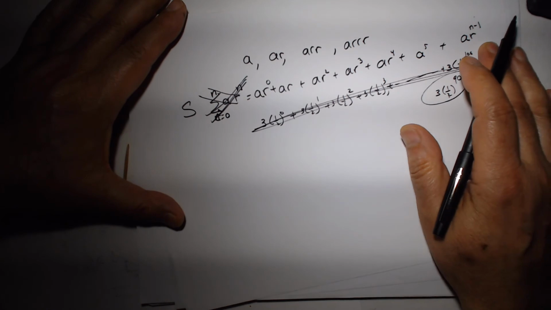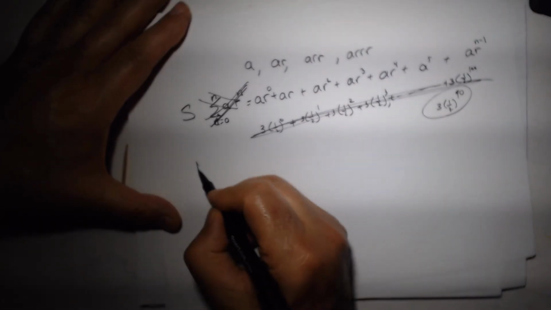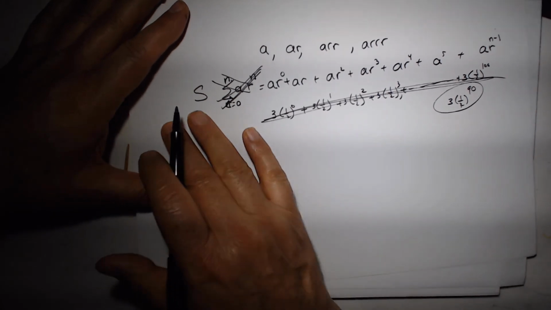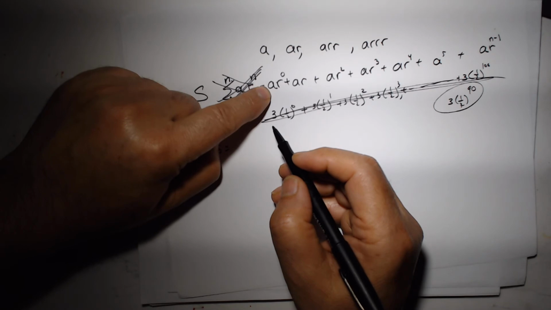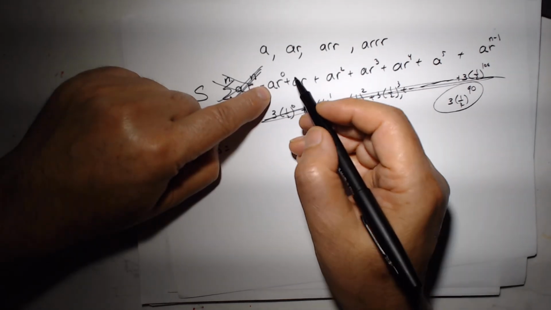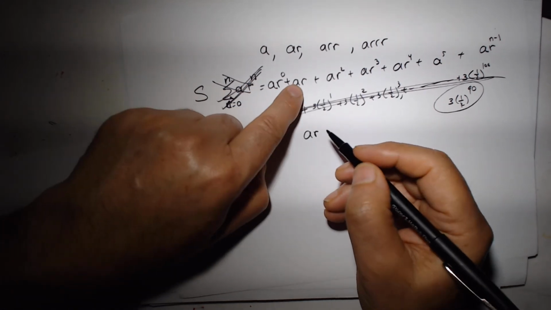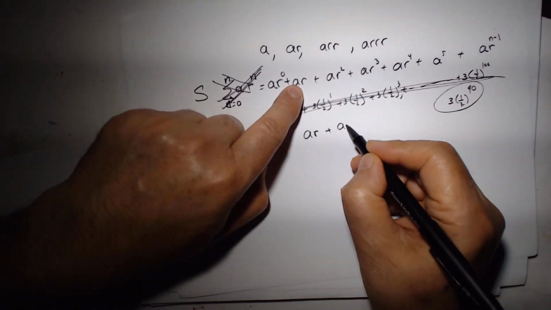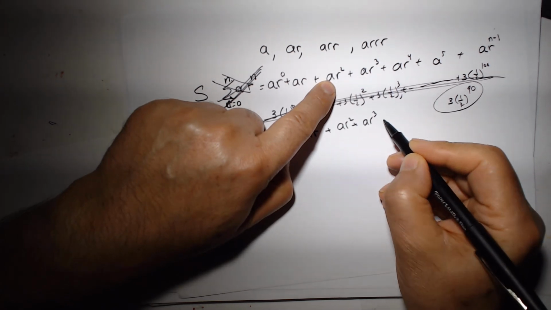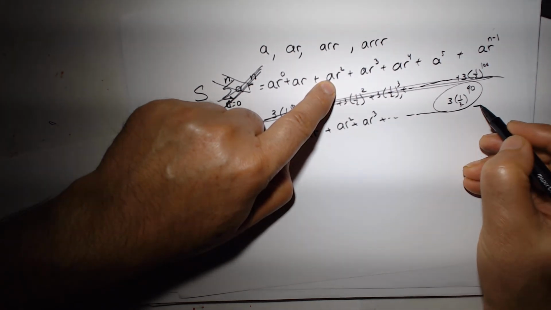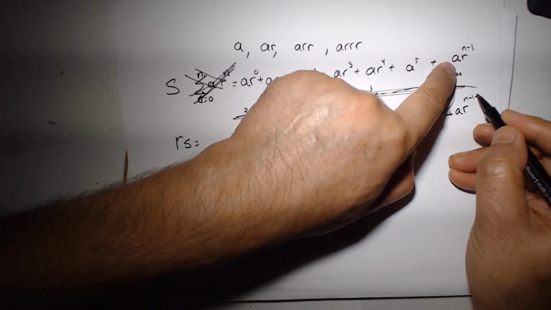You want to add all these? Let's create a formula. That's the sum S. But I'm going to take the top and multiply everything by r. What happens if I multiply a by r? You get AR. What happens if I multiply this one by r? AR squared. And this one by r? AR cubed. Therefore, you multiply everything by r, and the last one becomes a r to the n minus 1 plus 1.